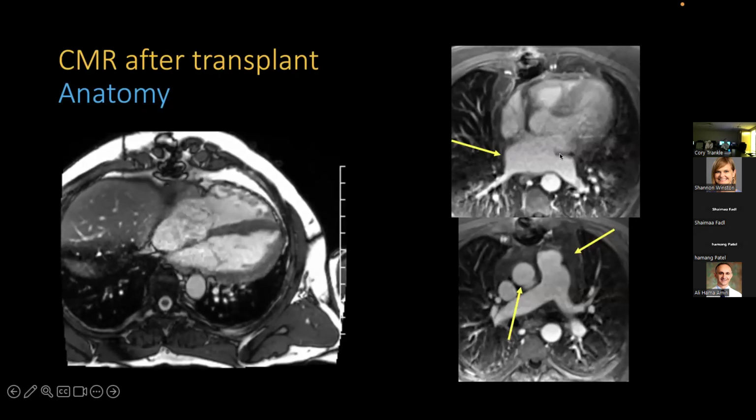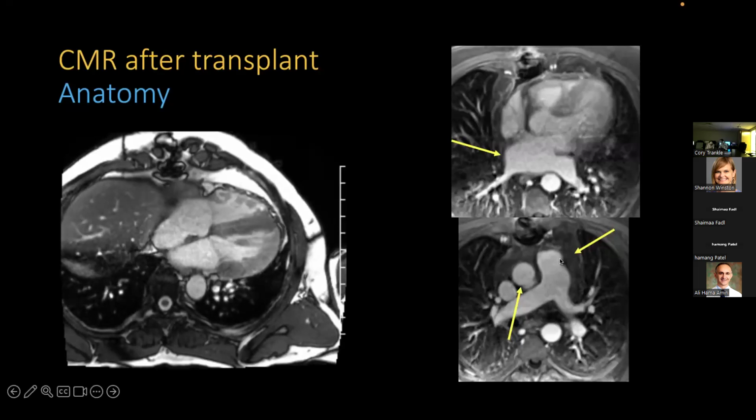This is the native left atrium that has the residual cuff of tissue with the pulmonary veins' insertion. And on top is the donor left atrium anastomosis. And you will see some caliber change of the pulmonary arteries at the anastomotic site, as well as the aorta.